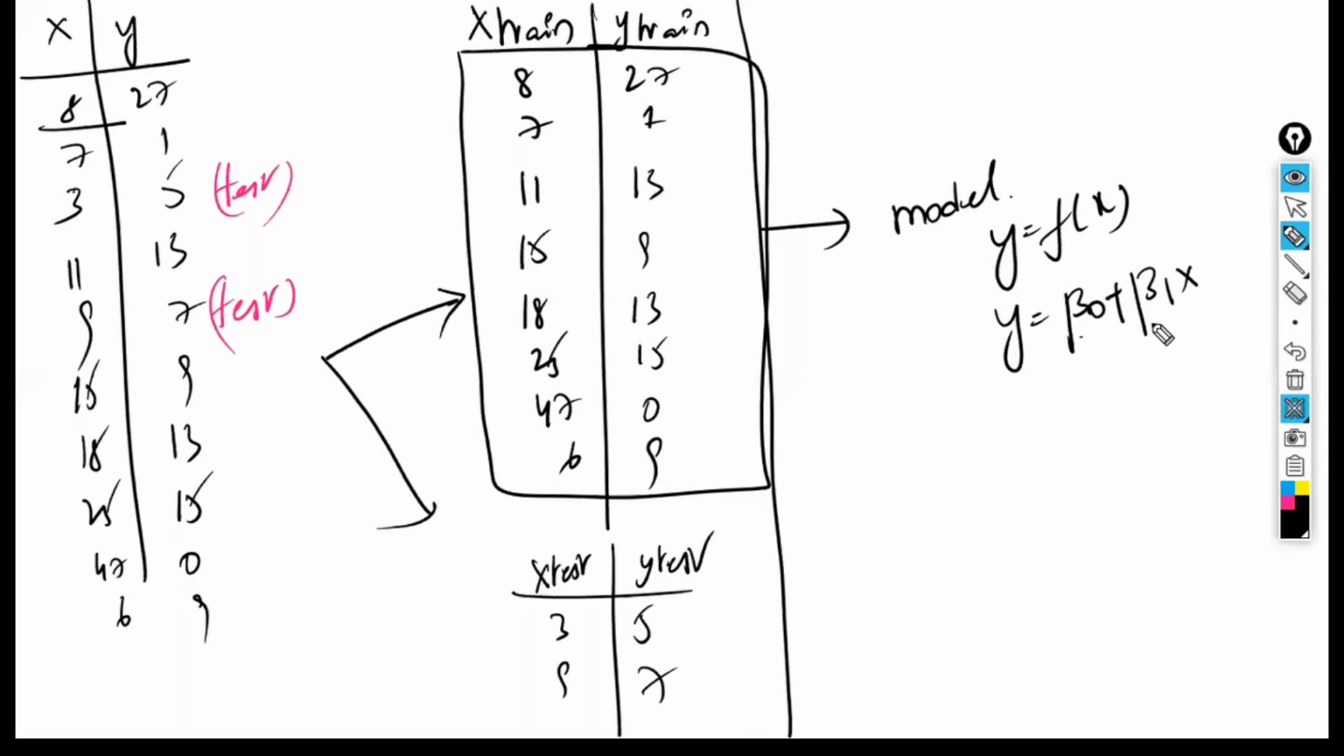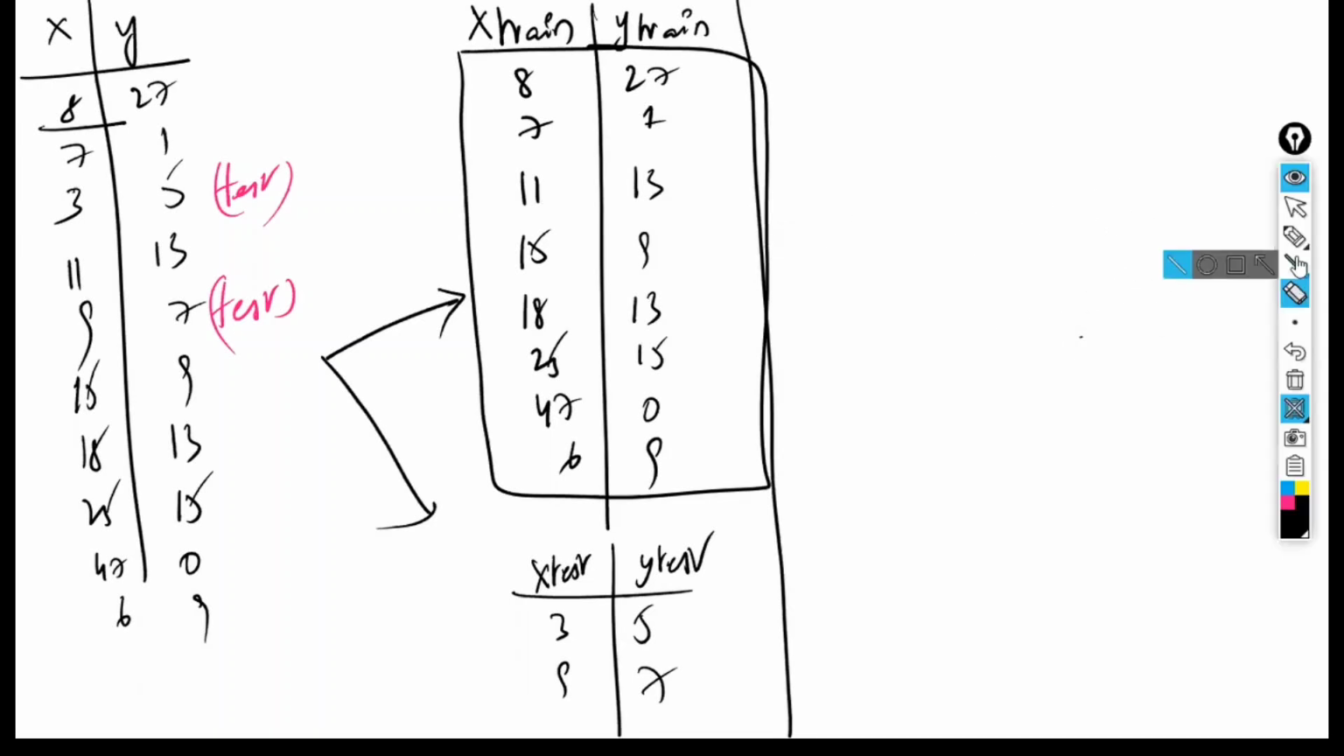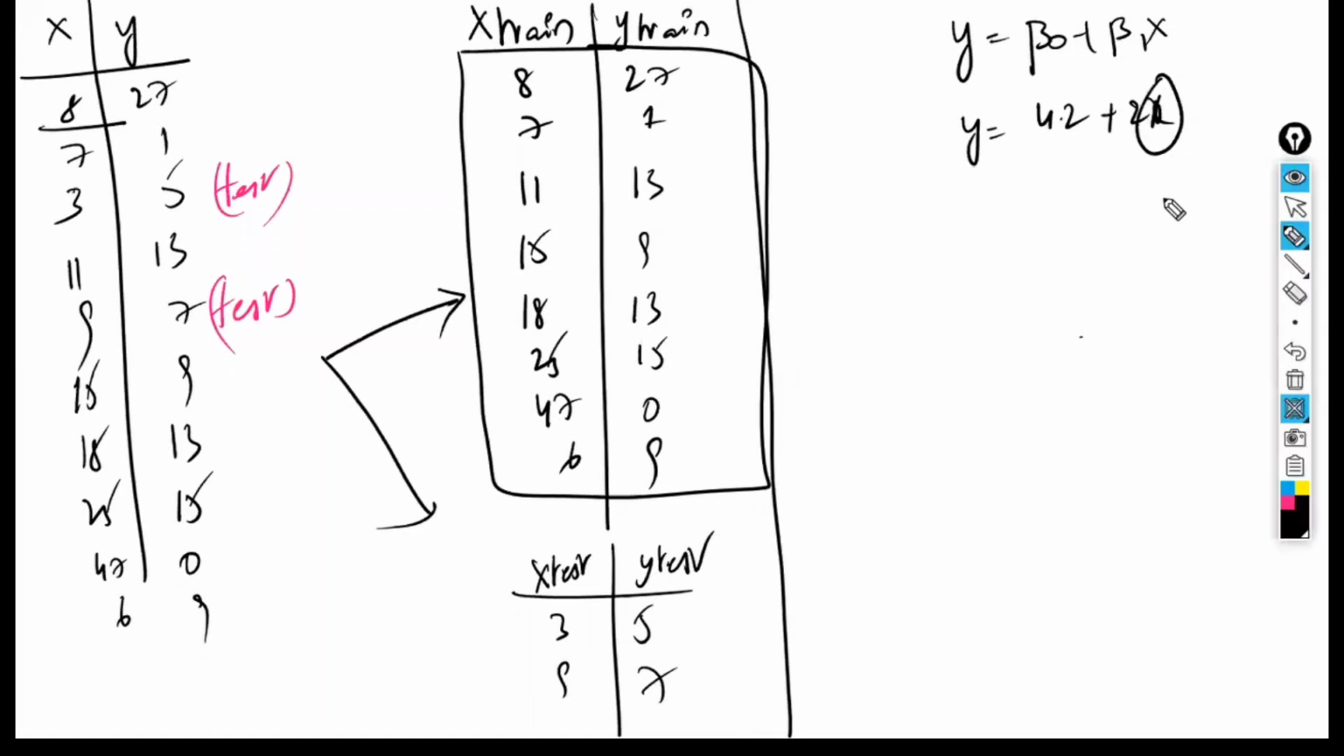You have to identify the beta naught and beta 1 values. How to identify beta naught and beta 1? I already told you the mathematical formulas. Using that, you are going to calculate beta naught and beta 1. Assume you have got beta naught as 4.2 and beta 1 as 2, so 4.2 plus 2x. Assume. This is the equation. Now using the equation, this is important. Please focus now. Using the equation, you are now substituting in the X train data.